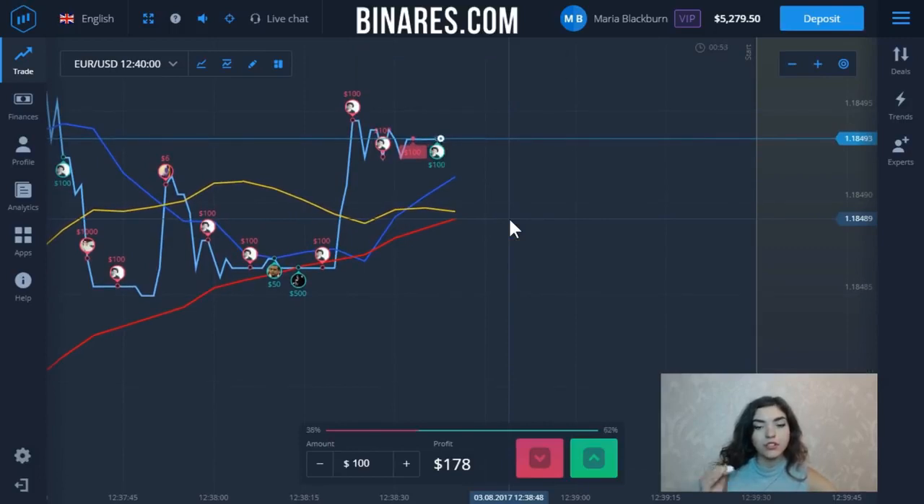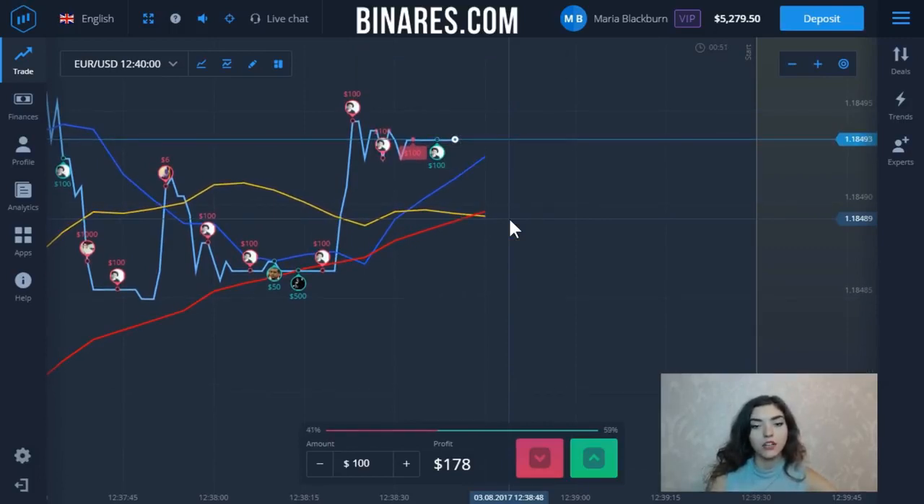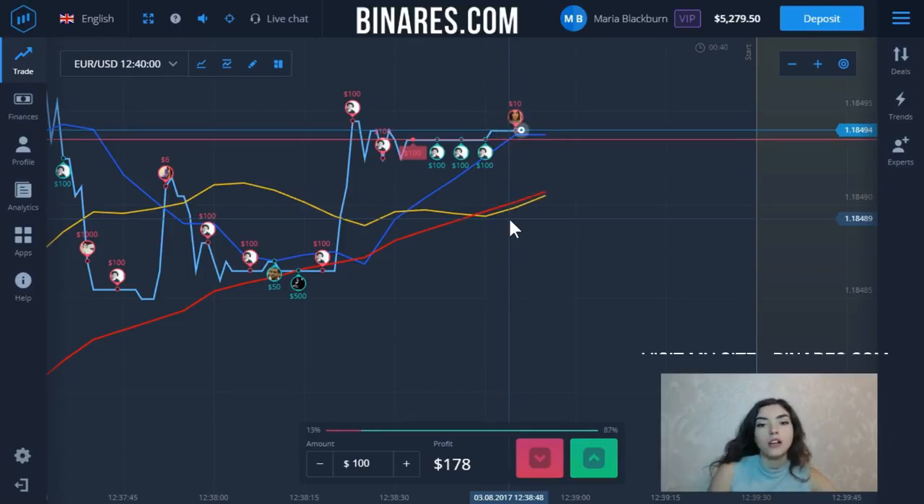So with $100 I've just made put option because you see that the blue line and yellow line crossed each other and their intersection is above the red line. So everything is quite clear right now.